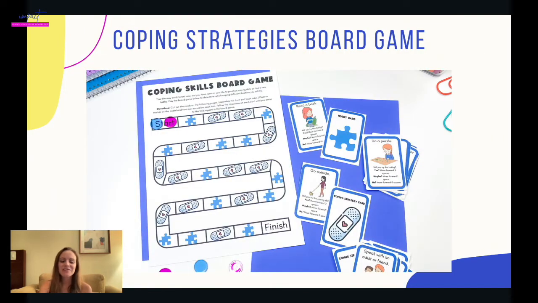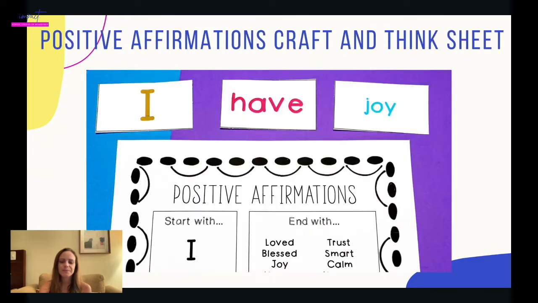Then we have a coping strategies board game for the second activity. So this one's fun. They roll a die, and depending on where they land, they answer the corresponding cards. So these are talking about different coping strategies and hobbies they can choose or use whenever they're processing their trauma.